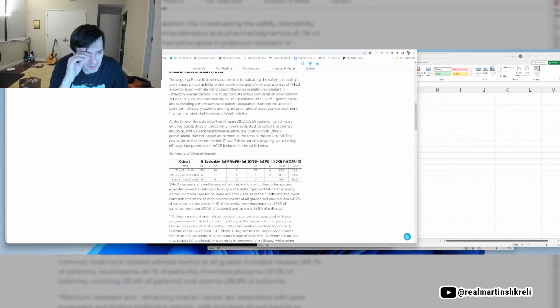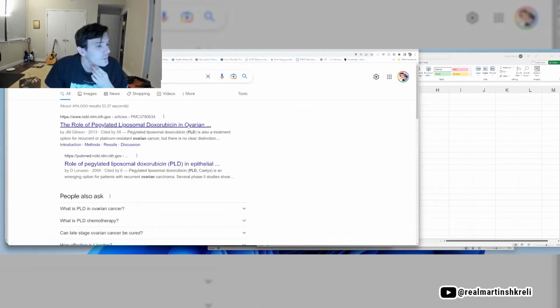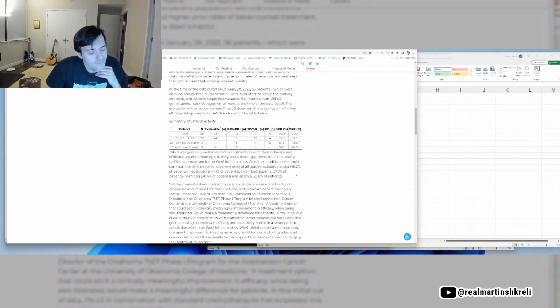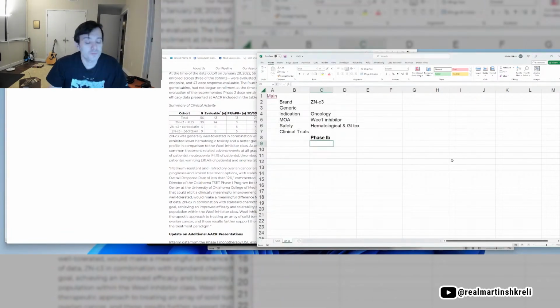What's PLD? Is that... Okay. Pegylated liposomal doxorubicin. Doxil, basically. Okay, so Doxil, carboplatin, and paclitaxel. I don't know. This data doesn't look that good to me. 30% ORR with combination chemo.